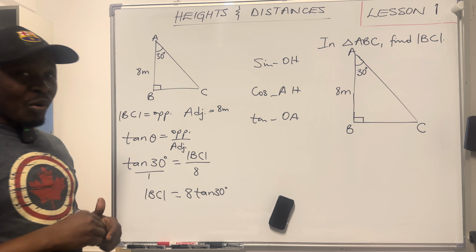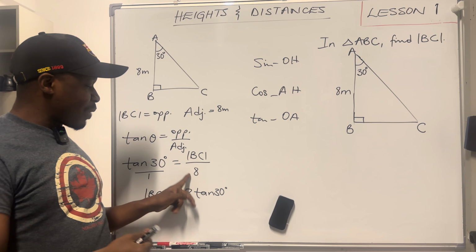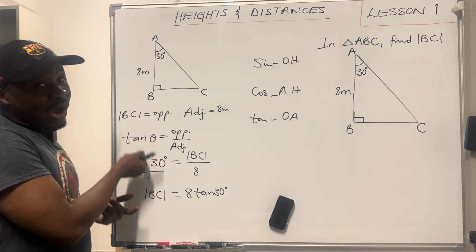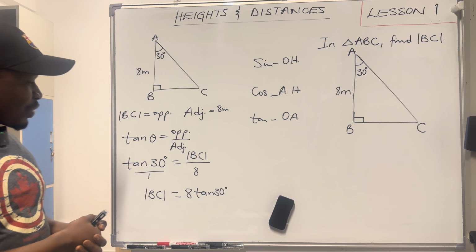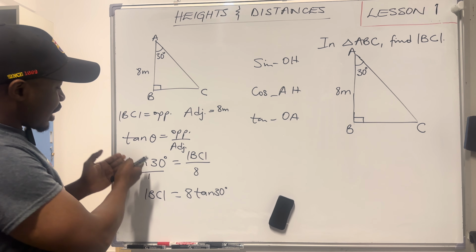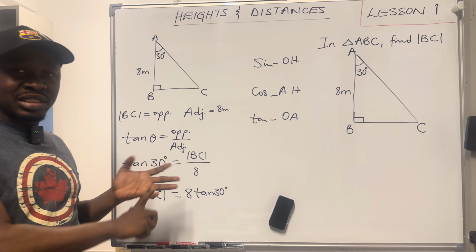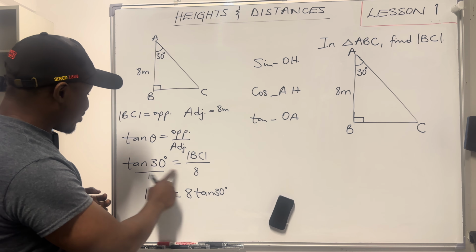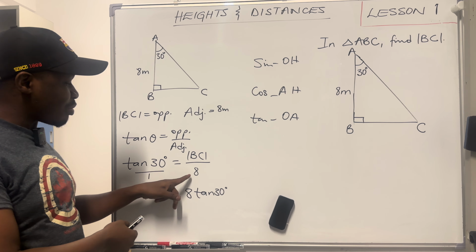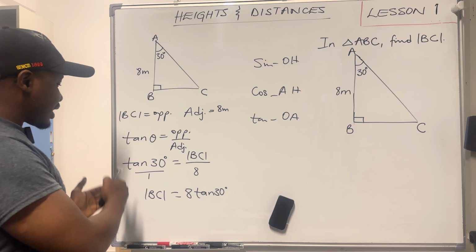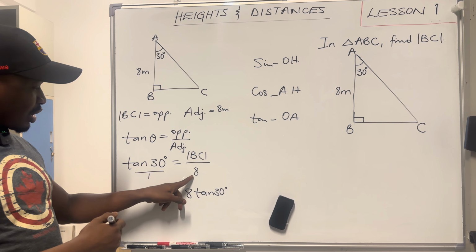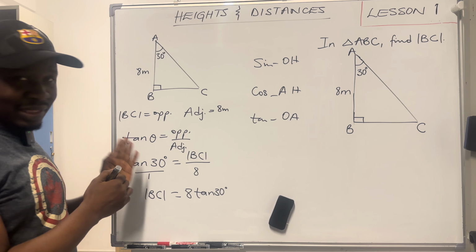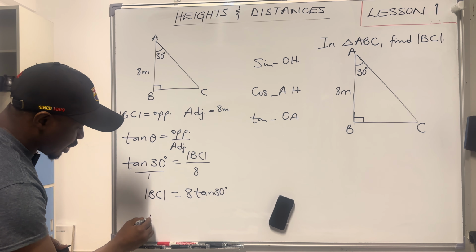A single number, we don't multiply it with an angle. With a trig ratio like tangent, cosine, and sine, we cannot say 8 times tan 30 and say 30 times 8 is 240, then tan 240. No, this 8 is acting as a coefficient. So we say 8 tan 30 degrees. So we say BC equals that.